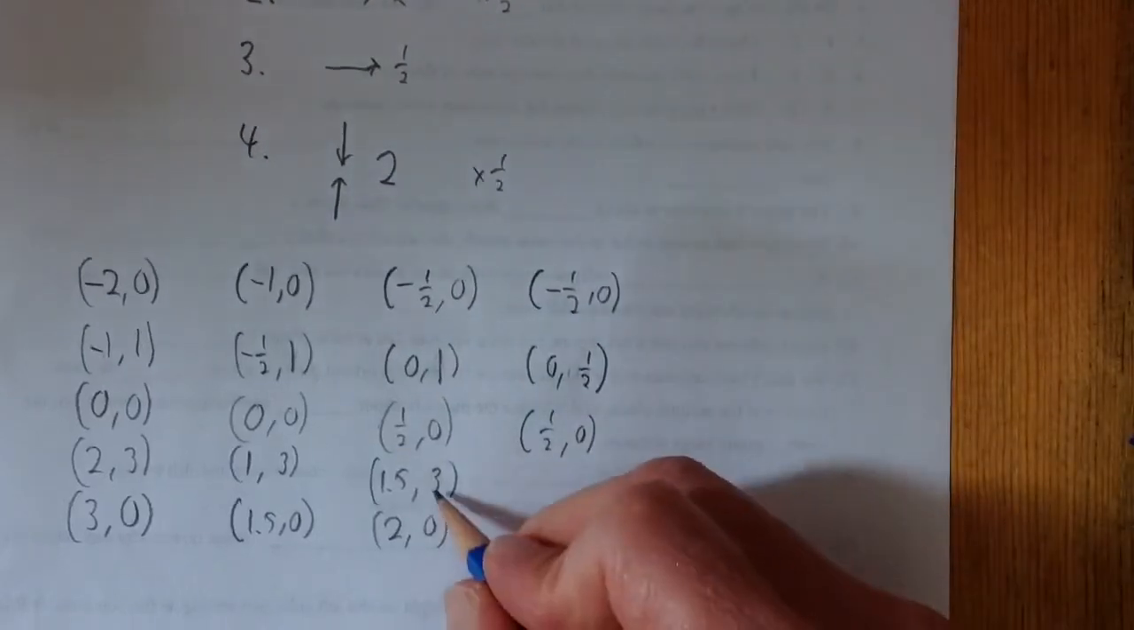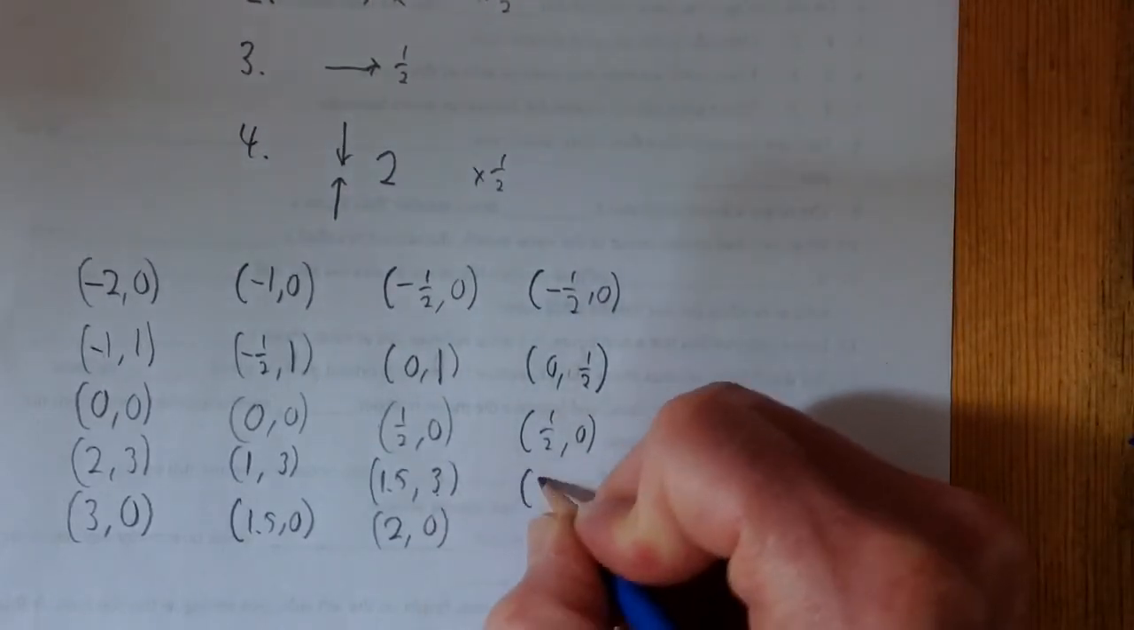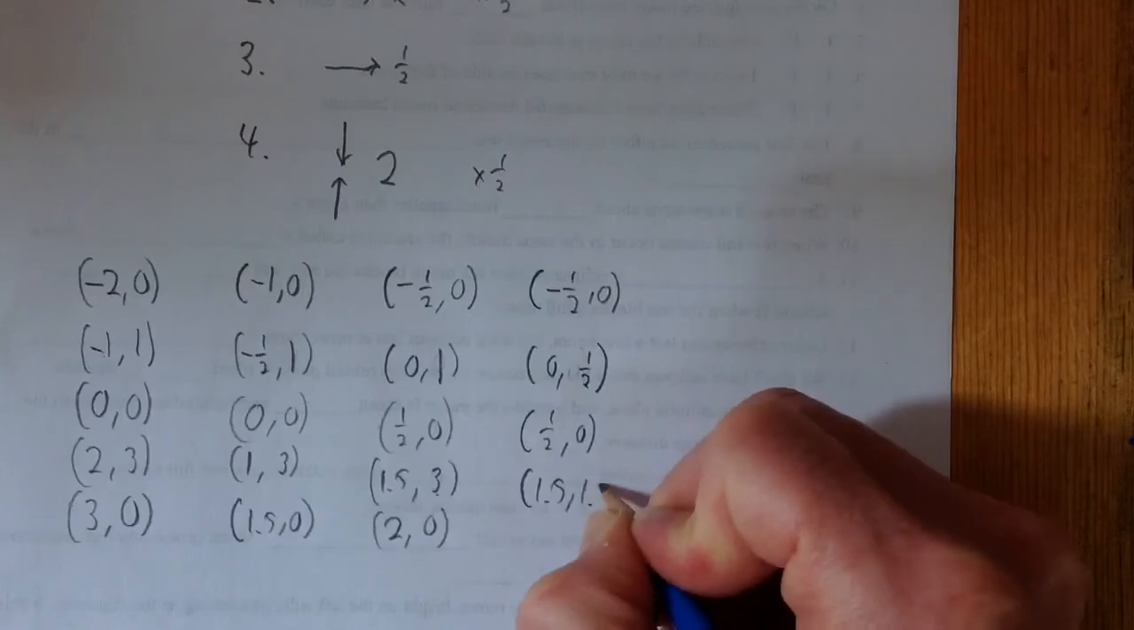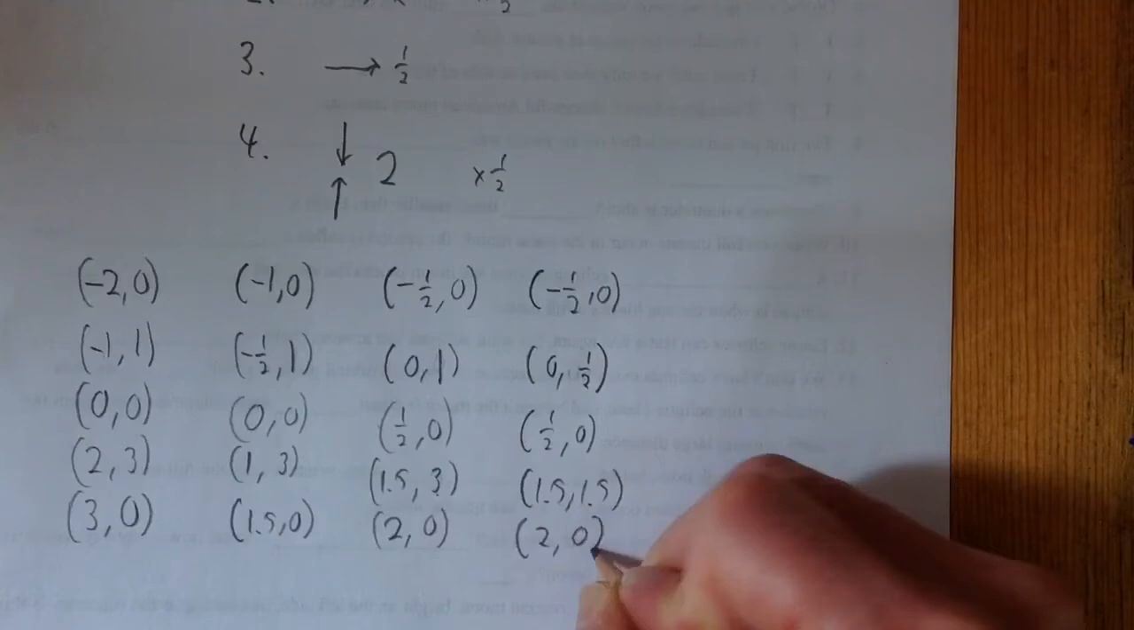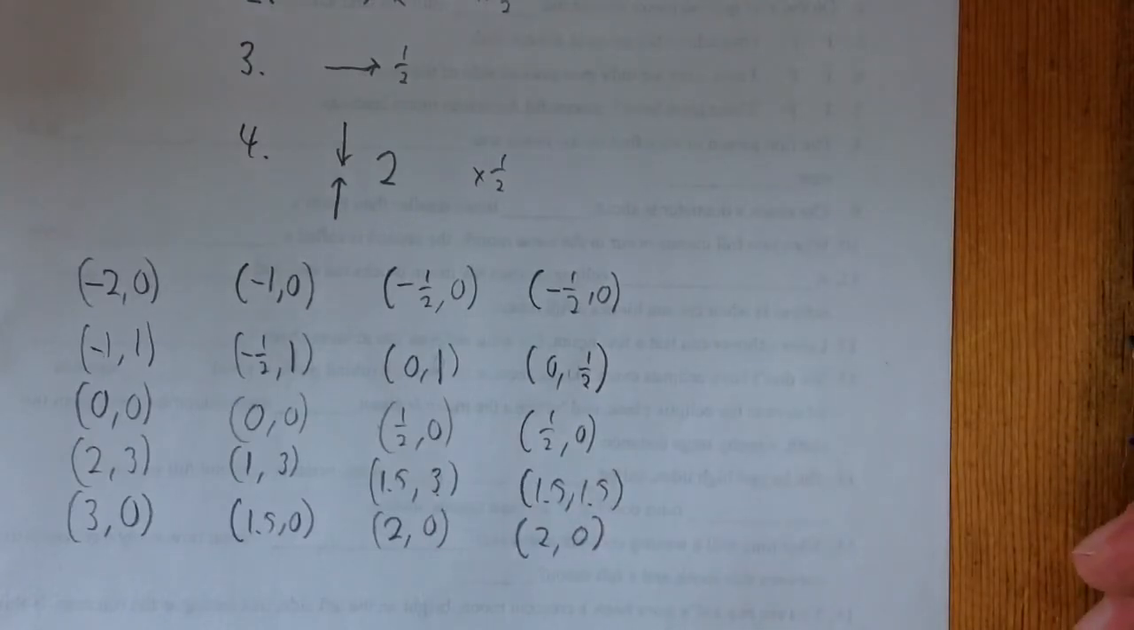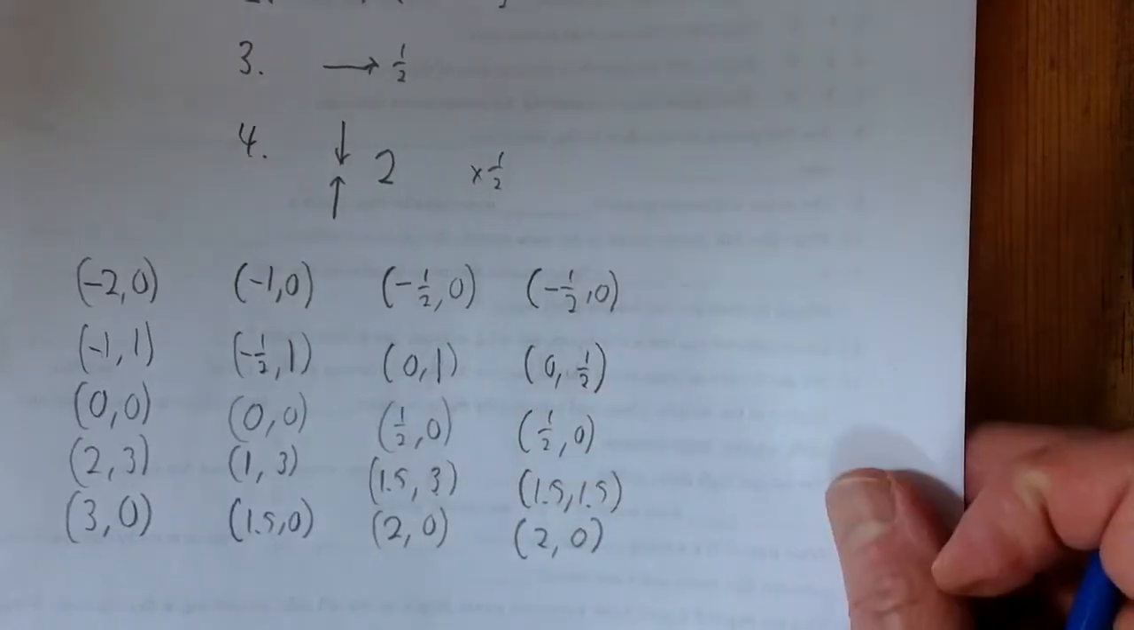Okay. 1/2 of the y again is 1.5. Half of 3 is 1.5. 1/2 of the y again, 0 stays 0. So those are our new points. Now we can plot those points.